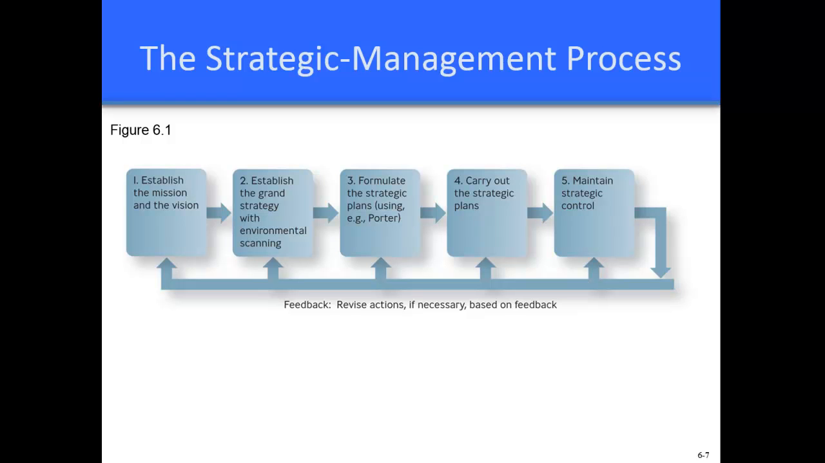We call this the feedback loop. Now, strategic control consists of monitoring the execution of strategy and making adjustments if they're necessary. Managers need control systems to monitor progress, and they must take corrective action as they see fit. Corrective action constitutes a feedback loop.